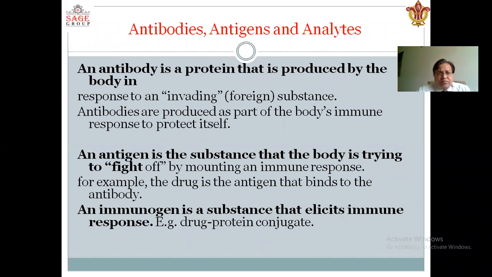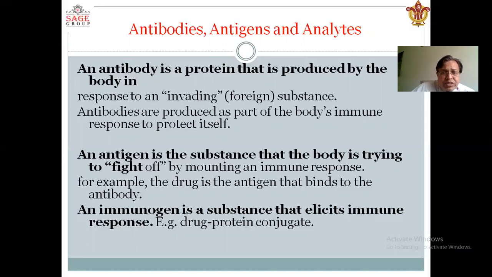Here we must know some definitions. An antibody is a protein that is produced by the body in response to an invading or foreign substance. Antibodies are produced as a part of the body's immune response to protect itself. An antigen is the substance that the body is trying to fight off by mounting an immune response. Example, the drug is an antigen that binds to the antibody.